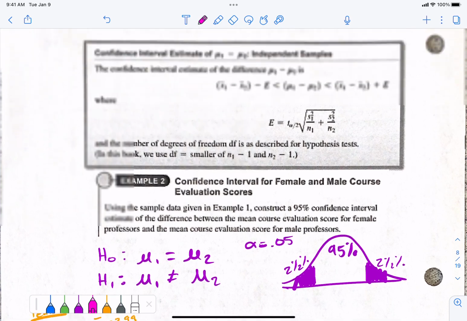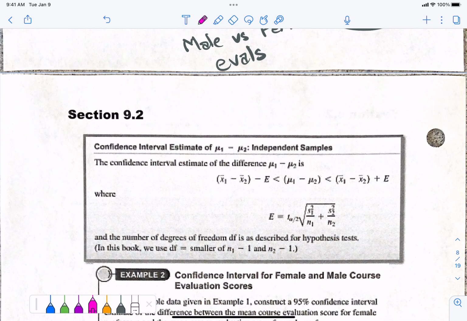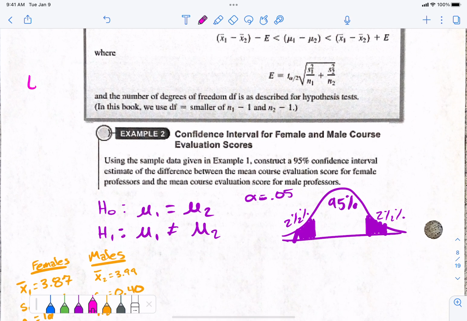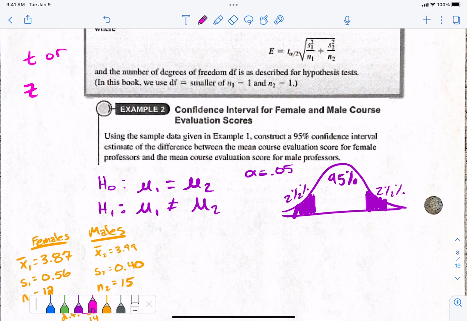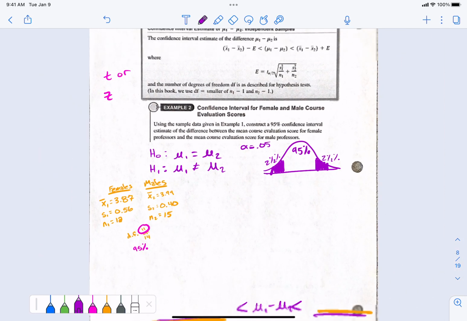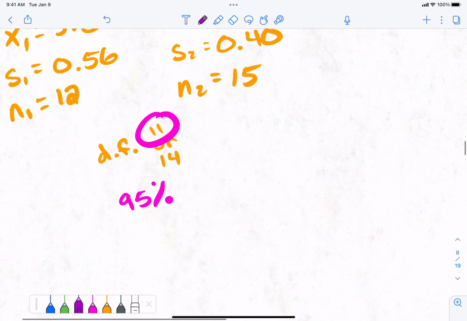Now, we are doing a mean, which means we still have to decide whether we're going to use the T or the Z chart. T or Z. Do you guys remember the difference between the two? Yeah. Which one are we going to use in this case? T. Why? Because each one of them is below 30, right?